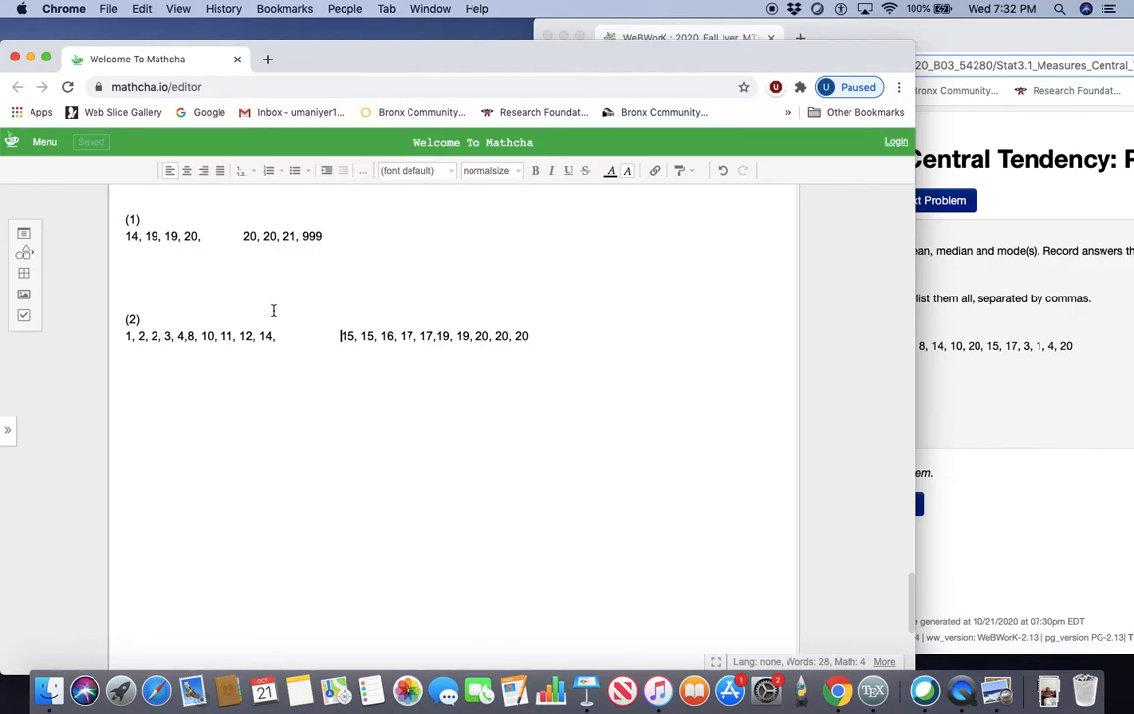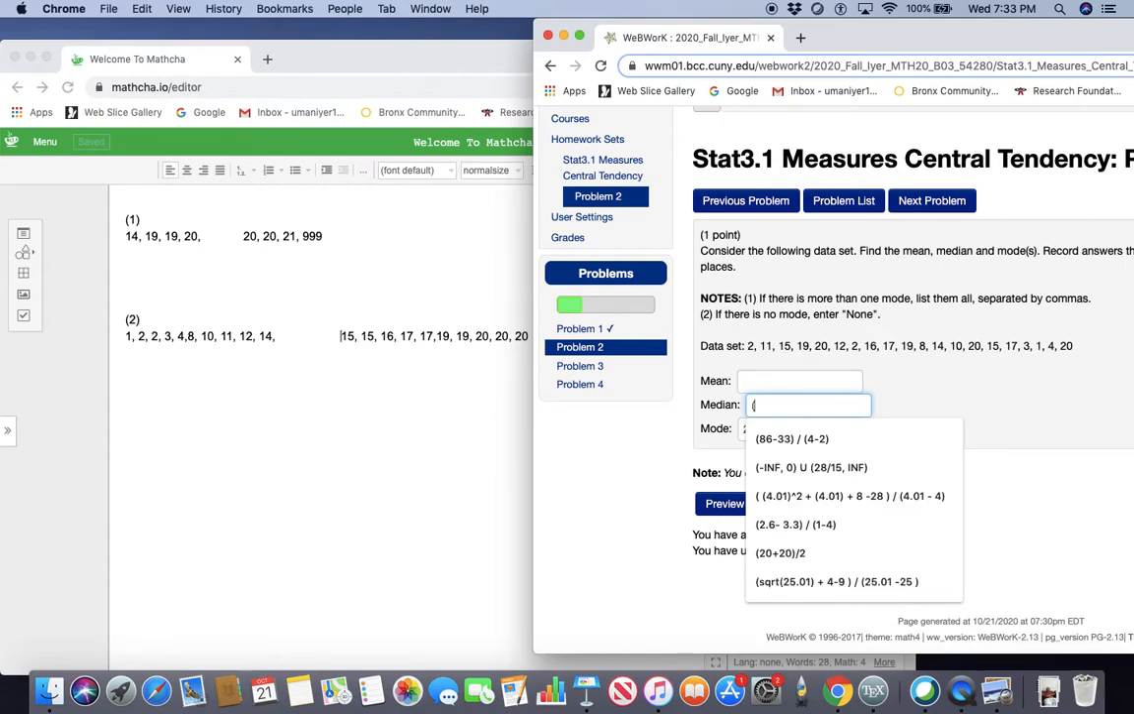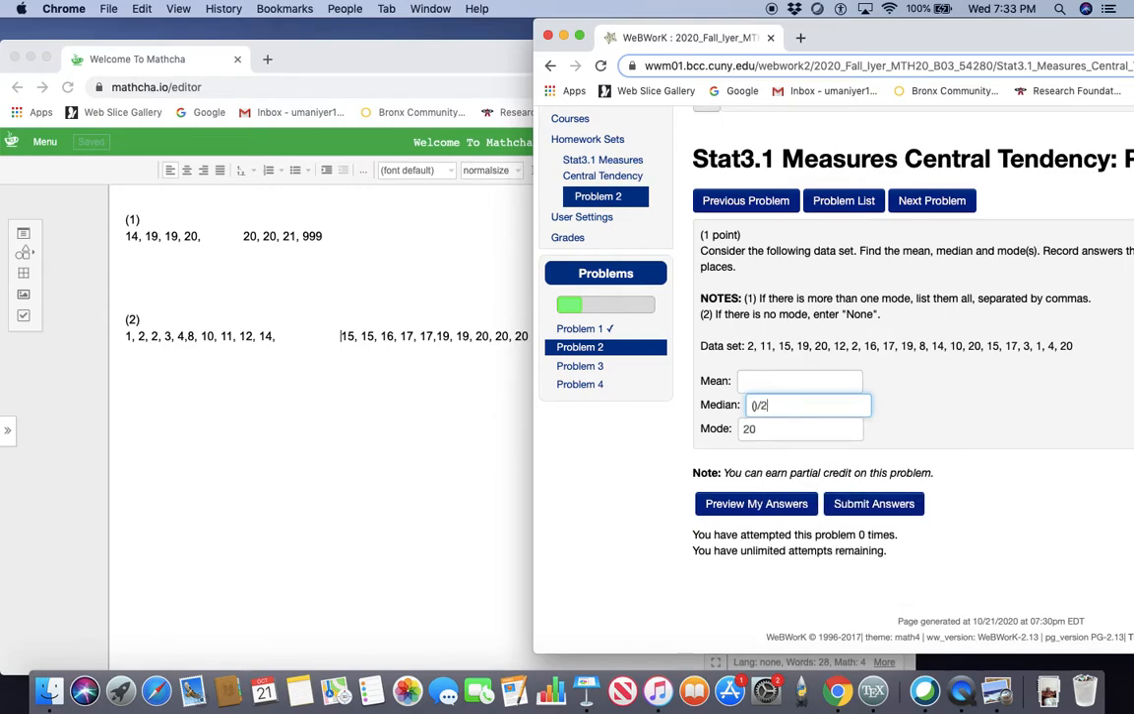So the median is going to be this plus this over 2. Median is, remember the parentheses, over 2. What goes inside the parentheses? 14 plus 15, the middle two numbers.